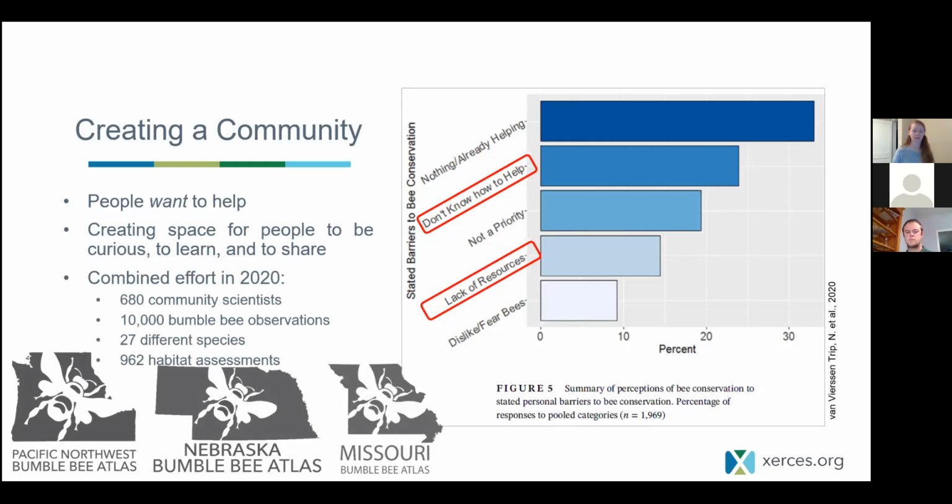And looking at just the Atlas programs, there's one in the Pacific Northwest, Nebraska, obviously, and then we started one in Missouri this August. Just this year, between June and September, these three projects have more than 680 community scientists. They've contributed 10,000 bumblebee observations of 20 different species and nearly 1,000 habitat surveys. Like, that information would not be able to be collected by a single scientist or even a group of scientists.